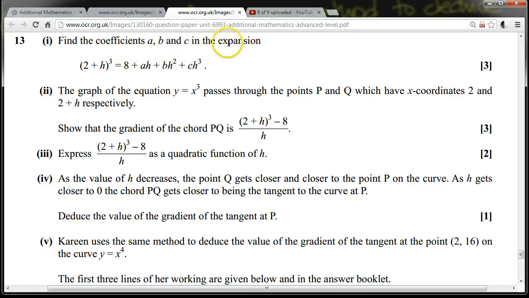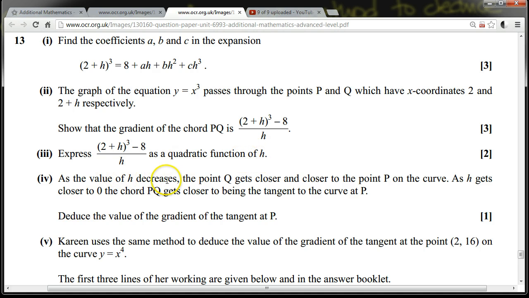Find the coefficients a, b, c in the expansion here. The graph of the equation y equals x cubed passes through the points P and Q, which have x coordinates 2 and 2 plus h respectively. Show that the gradient of the chord PQ is this. Express this as a quadratic function of h.